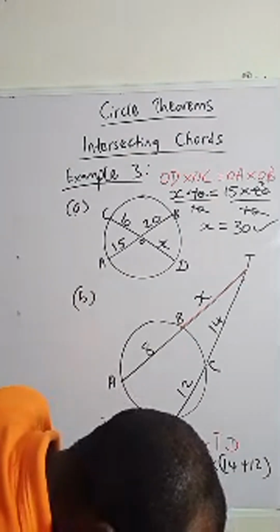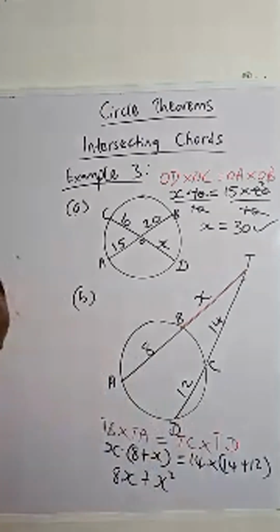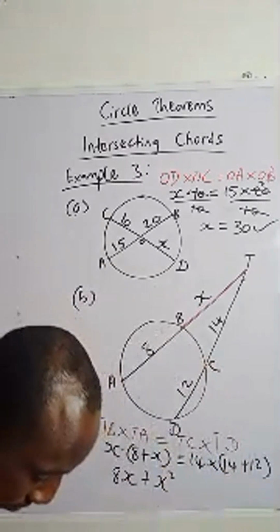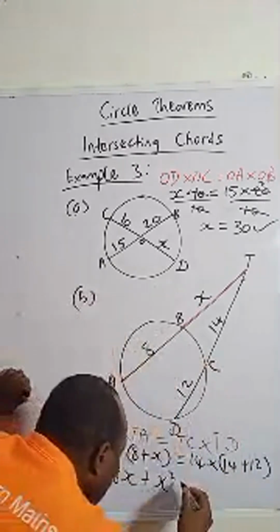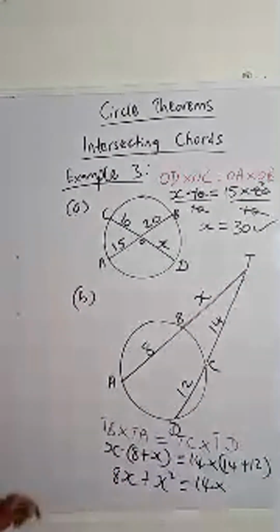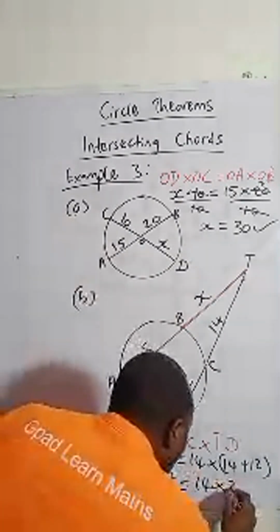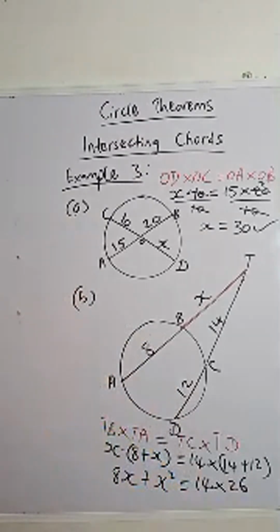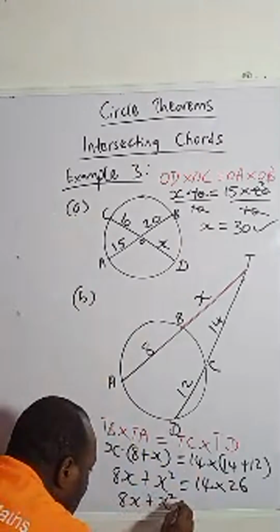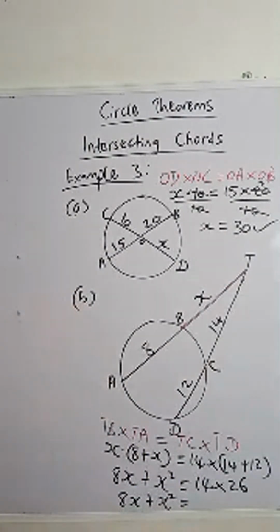Are you there? Should I go on? Okay, and this is equal to 14 times what's 14 plus 12? That's 26. So you have 8x plus x squared is equal to 14 times 26.